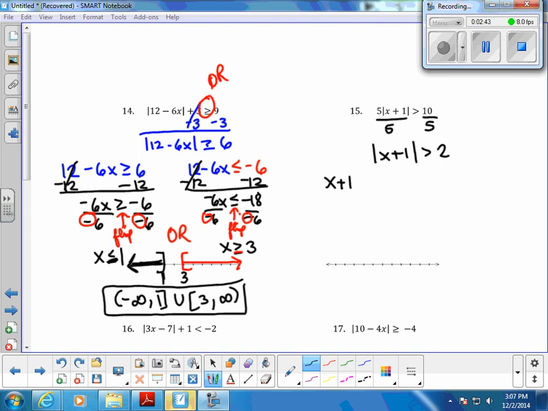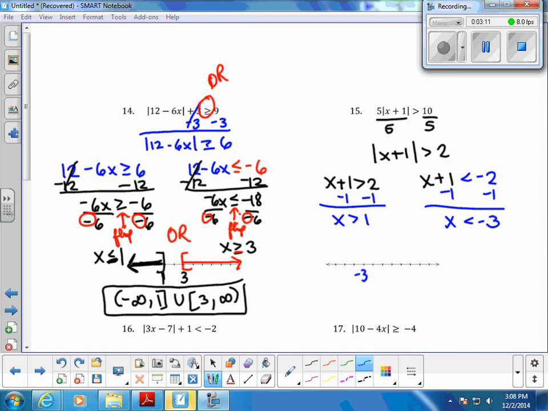So we get x plus 1 is greater than 2, exactly as it is without the bar, and then x plus 1 less than negative 2. Flip it and change the sign. Solve this thing for x. X is greater than 1. X is less than negative 3. So I have about there, x is greater than 1 would be a parenthesis here. X is less than negative 3 is here.